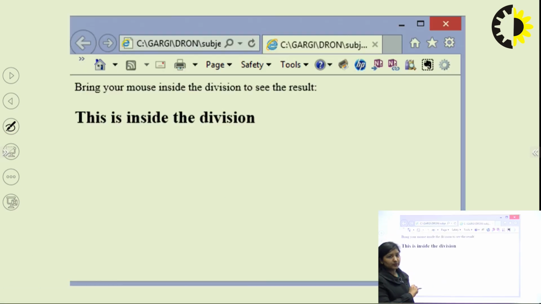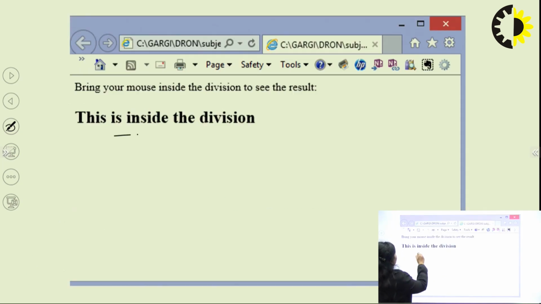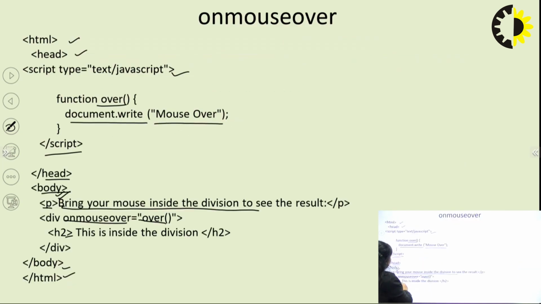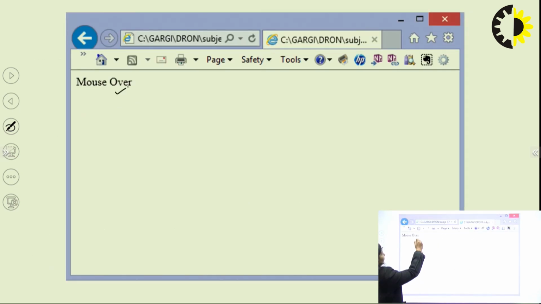Let's see the output. This will be the web page which will be visible. So, bring your mouse inside the division to see the result. This is the same as the p tag; in the p tag we had given this, p is for paragraph tag. This is inside the division. This is the heading tag which is being given. So whenever the mouse is over, the mouse over will be given, document.write, and it will write mouse over. This will be the output. Whenever I place the mouse over that particular paragraph, this mouse over message will be called.